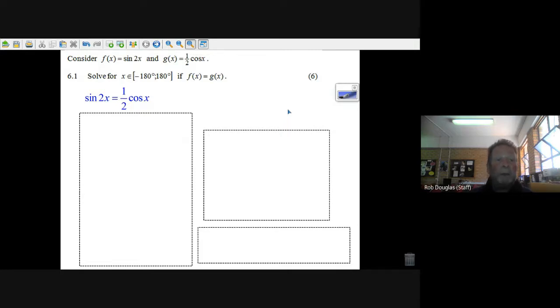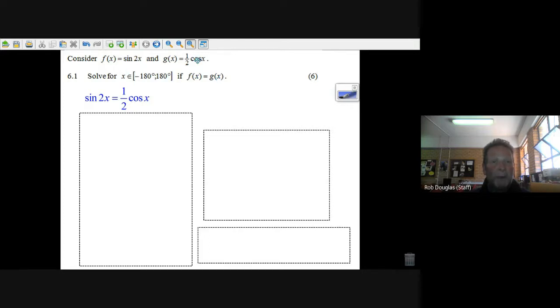Now, they want us to consider two functions. f of x equals the sine of 2x, and g of x, another function, 1/2 cosine x. And they want us to solve this equation between minus 180 degrees and 180 degrees. Solve for this equation if f of x equals g of x.